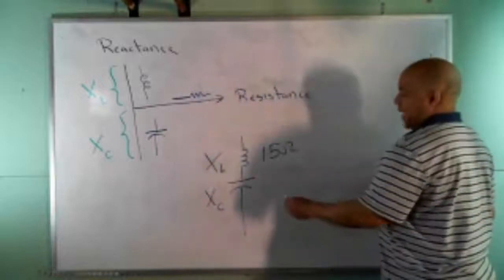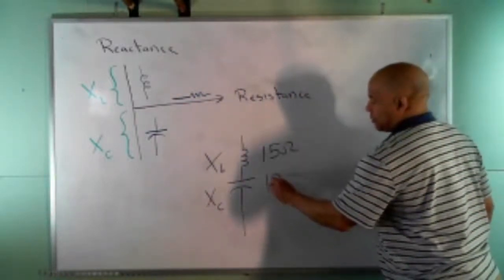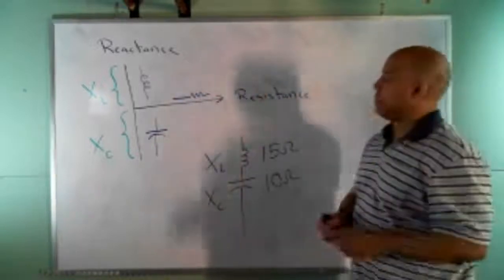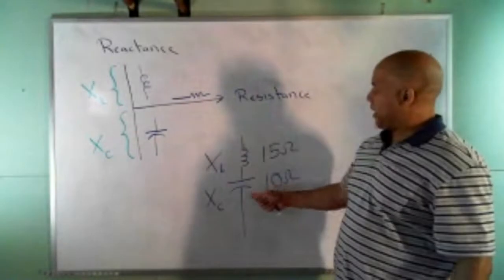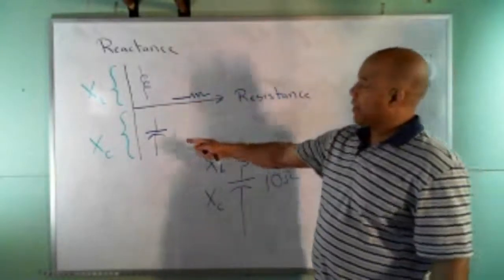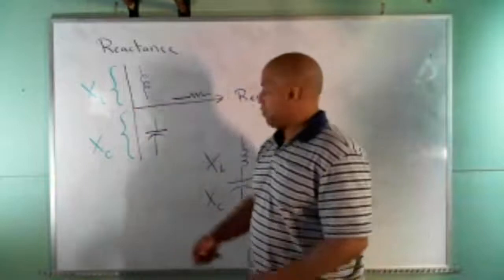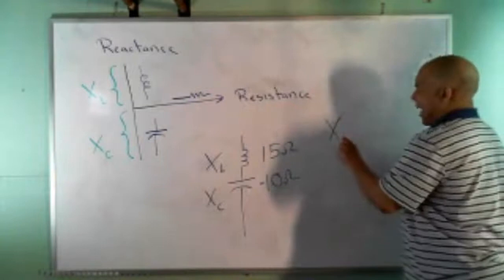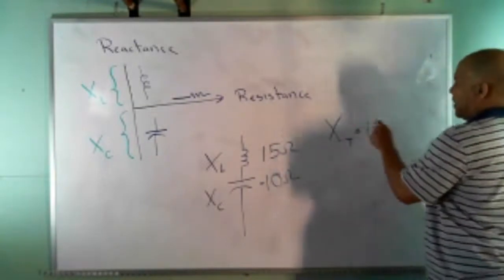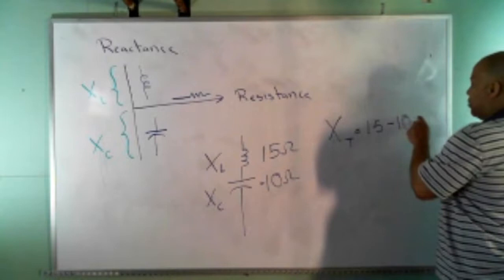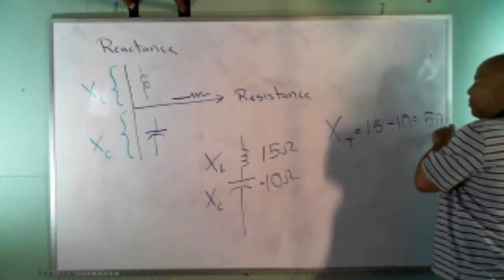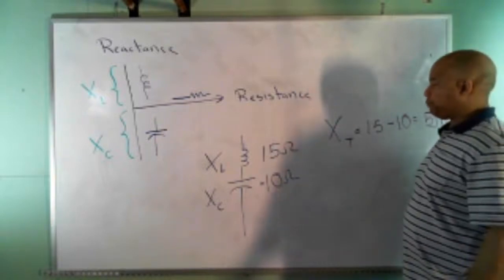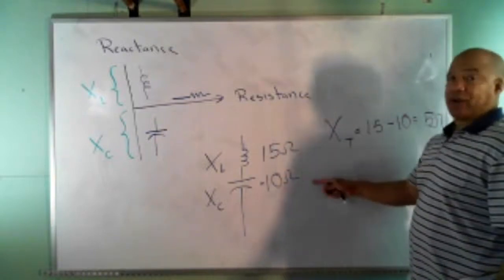And just to keep the math, we'll make this 10 ohms. Well, it's 10 ohms, but what you have to do is mentally supply. Remember the position of XC in our impedance diagram. The 10 is actually a negative 10. So if you want to put that in there, then my total reactance in this case is going to be 15 ohms minus 10 ohms. It's going to be actually 5 ohms if I have only X's in my equation.